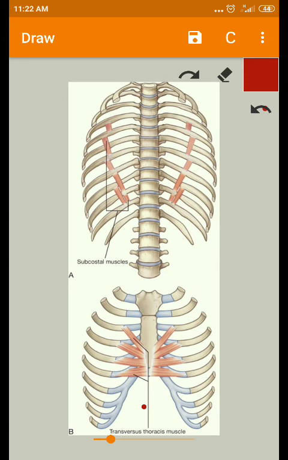They originate from the lower one third of the body of the sternum and the xiphoid process, and these muscle fibers diverge as slips to be inserted in the lower border and the inner surfaces of the costal cartilages. See, all these muscles are attached on the costal cartilages only, of the second, third, fourth, fifth and sixth ribs.